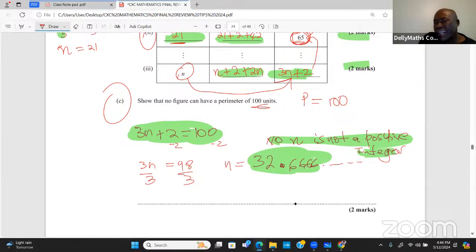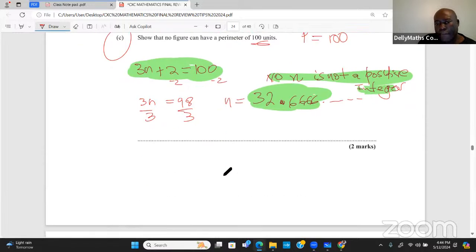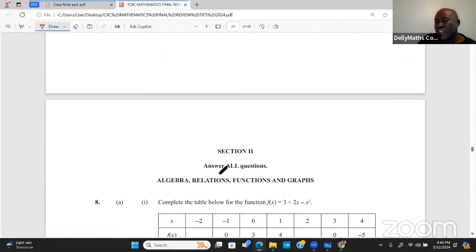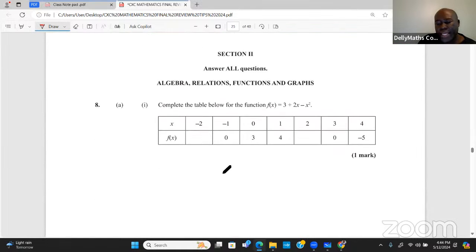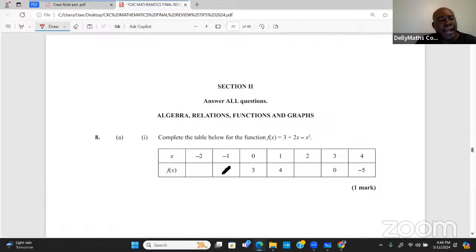So if this number is not divisible by 3, then we're not going to end up getting a positive integer, or what we call a whole thing, right? All right. So that is section 1. We have already completed a certain aspect of the paper right there.